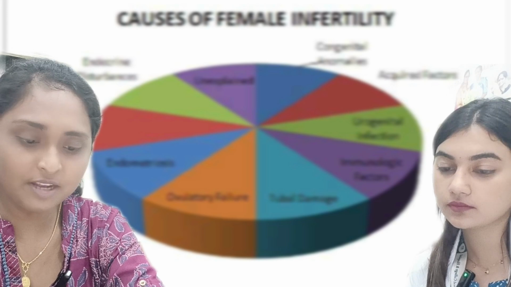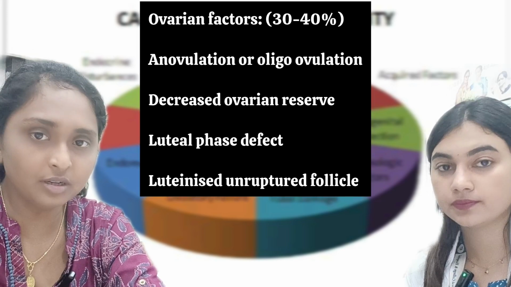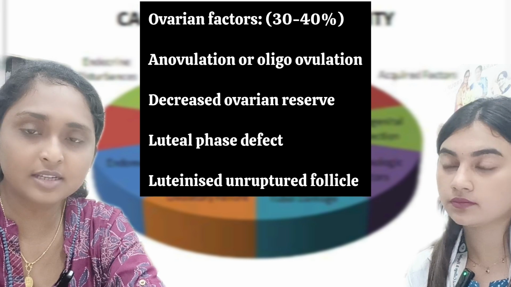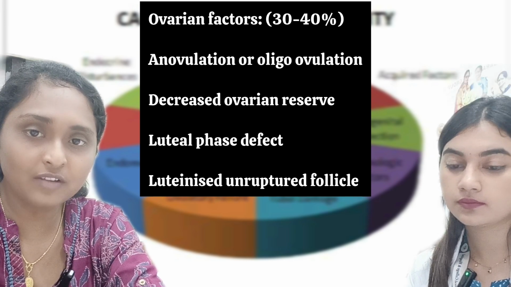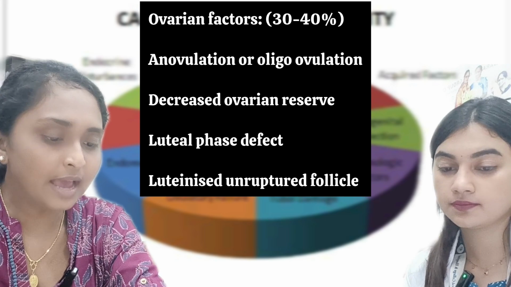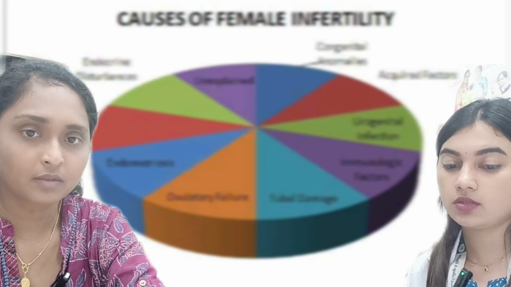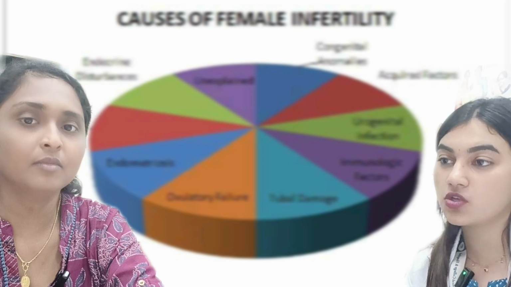Okay. We majorly divide the ovarian factors of infertility as oligo and anovulation is the first one. Second one is decreased ovarian reserve. Third is luteal phase defect. And fourth is luteinized unruptured follicle. So what is anovulation? Ma'am, anovulation is menstruation without the release of ovum.